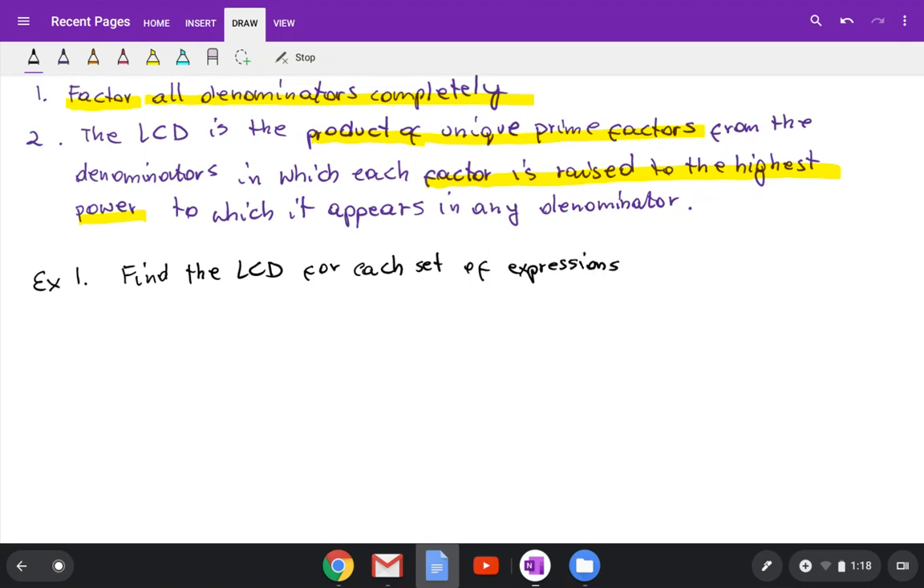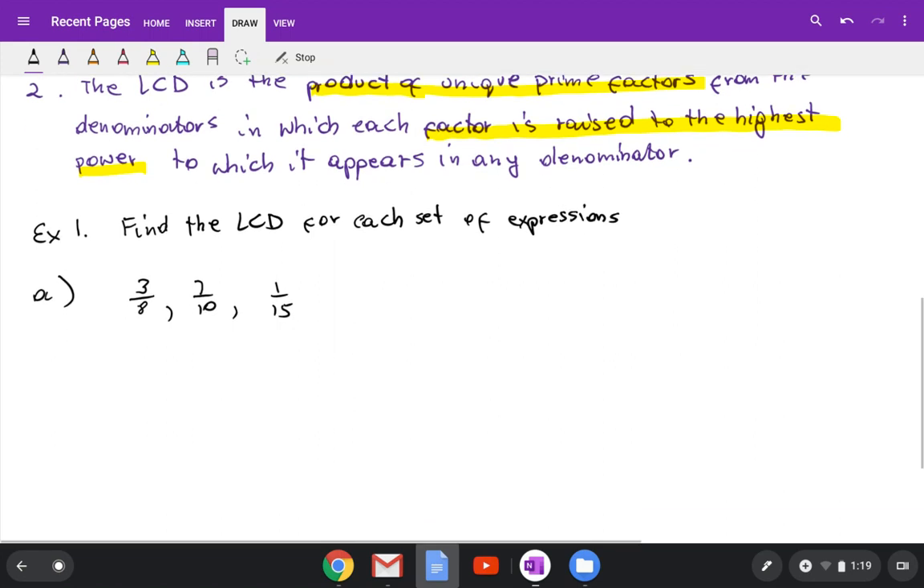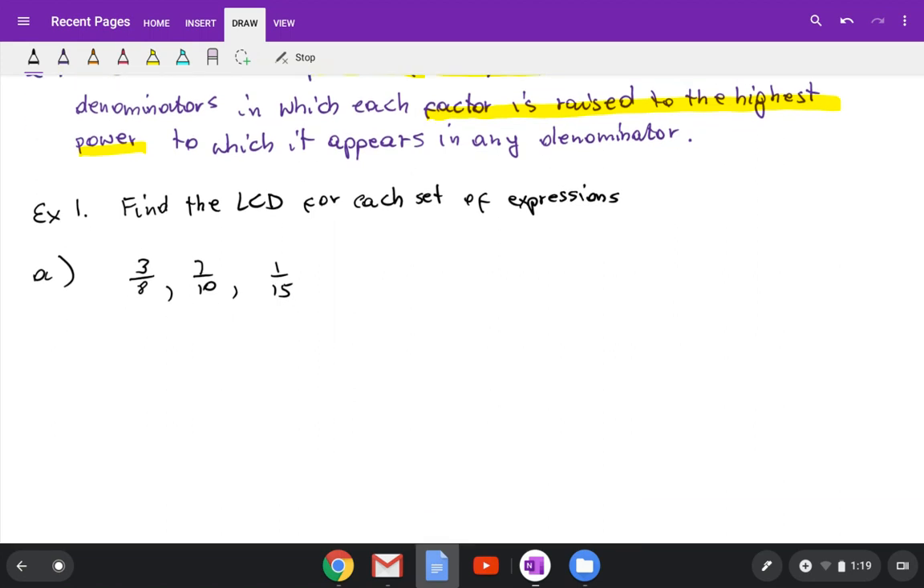So in this section, we're just learning how to find that least common denominator. In next sections, we're going to add and subtract rational expressions using what we learned here. So let's do the first one using just regular fractions. You have 3 over 8, 7 over 10, and 1 over 15, and you need to find the least common denominator.